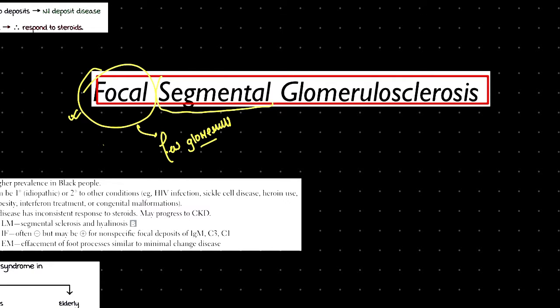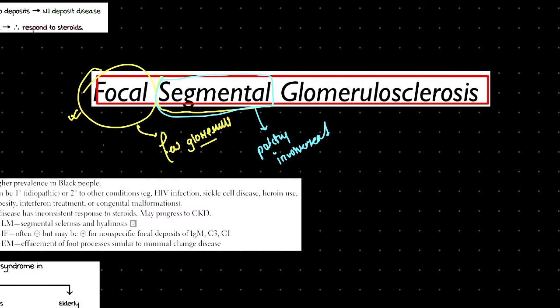Segmental means that when we see the individual glomeruli, among the few glomeruli which are affected, we'll see that in each individual glomerulus there will be only patchy involvement. That means the individual glomerulus will not be entirely affected. While looking at individual glomeruli, we will see patchy involvement. Yes, the glomeruli are affected.